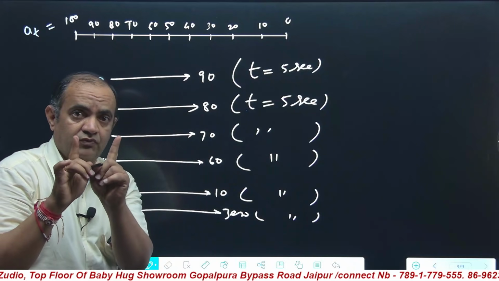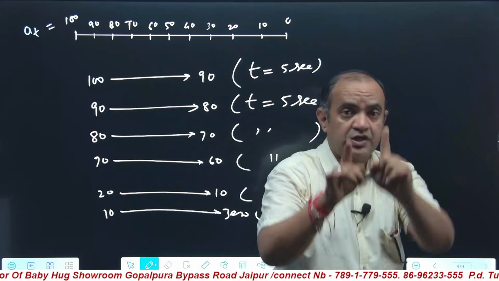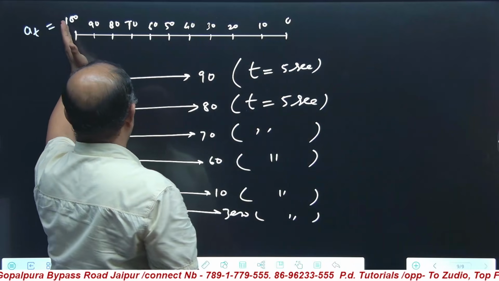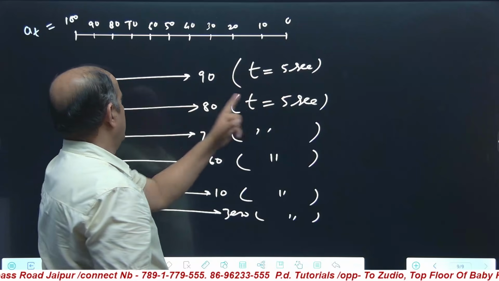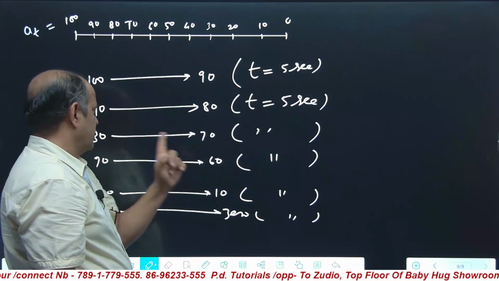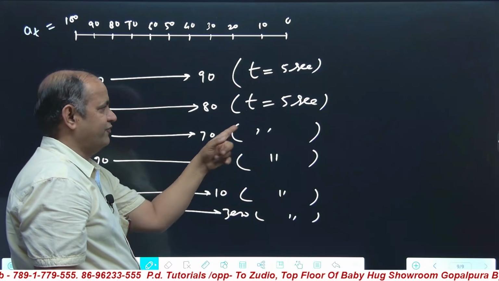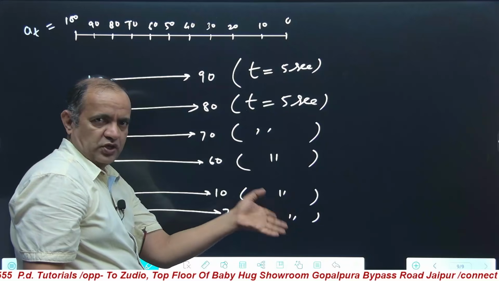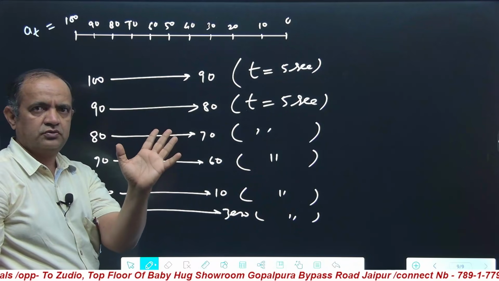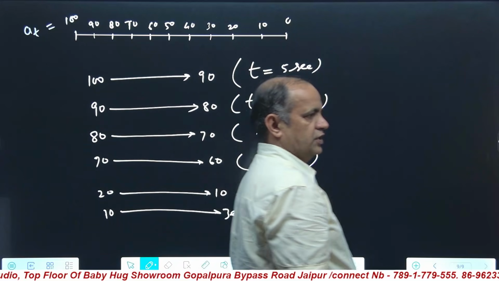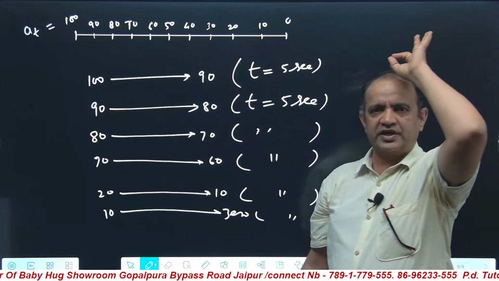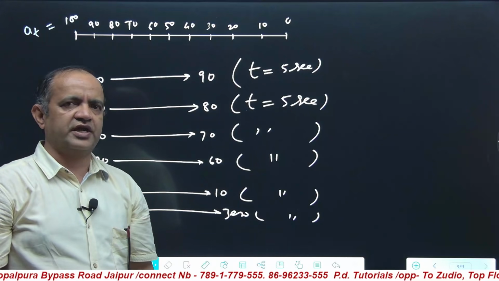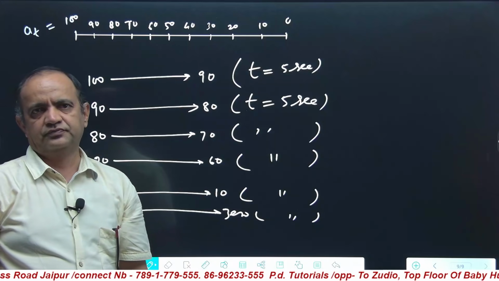What I am trying to say is that in equal time interval, equal amount of reactant disappears. 100 to 90 takes 5 seconds, 90 to 80, 5 seconds, 80 to 70, 10% decrease, 5 seconds, 20 to 10, 5 seconds, 10 to 0, 5 seconds. Is it quite clear to you? Copy it: in equal time interval, equal amount of reactant disappears, or equal fraction of the reactant gets used up in the reaction.